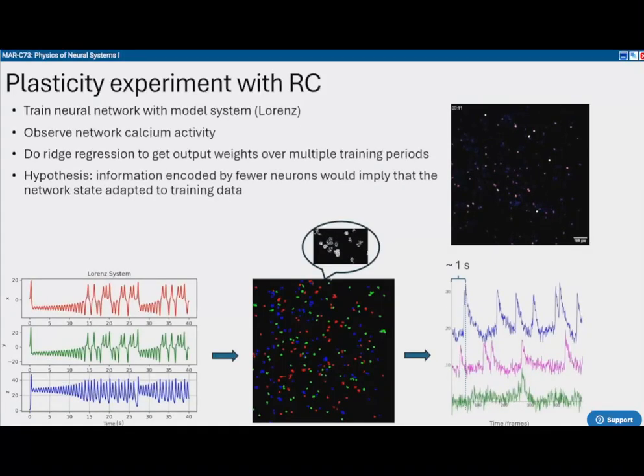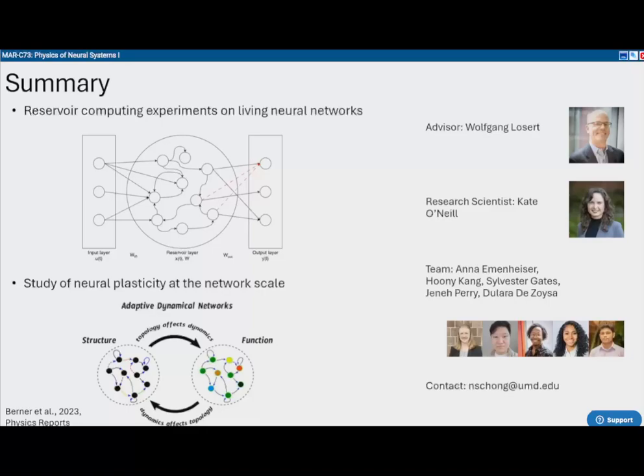And with that, I will conclude just to say we're doing reservoir computing experiments on living neural networks with the goal of observing plasticity at the network scale. I'll thank my advisor and also my team for helping with all of that. Thank you. Any questions I can answer?